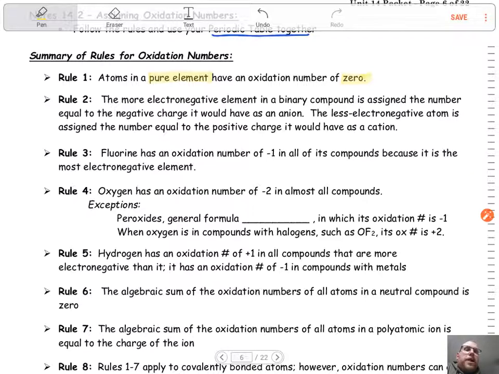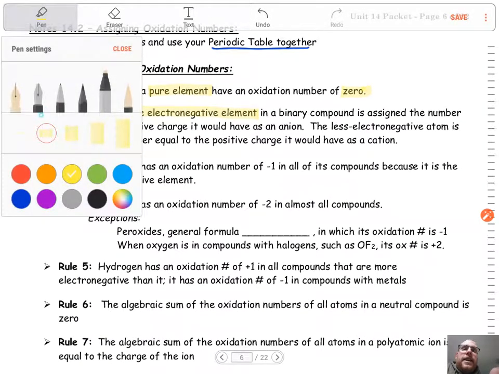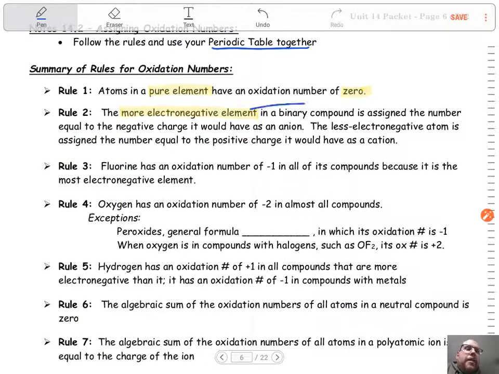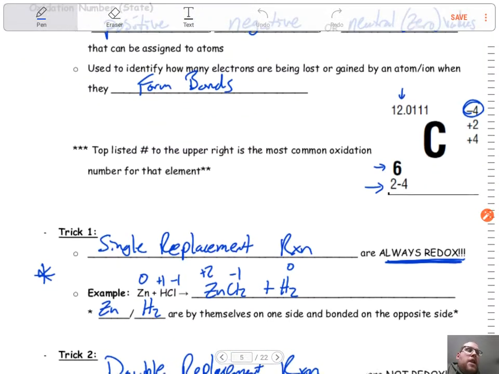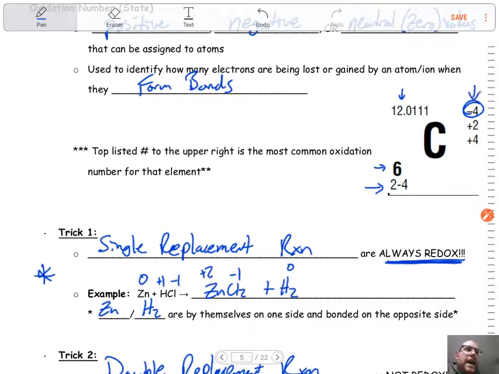Rule number 2: the more electronegative element is assigned the number equal to the negative charge it would have as an anion. The less electronegative atom is assigned a number equal to the positive charge it would have as a cation. So basically, the more electronegative element is going to get the top number on the periodic table, as I showed you in the last video, whatever the top number listed there will be.